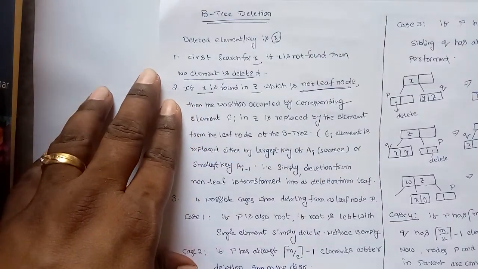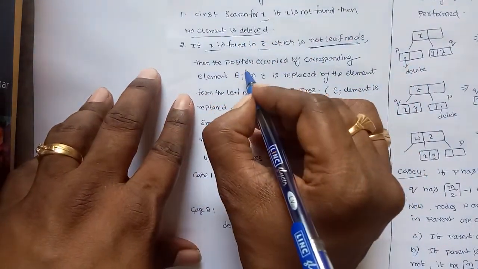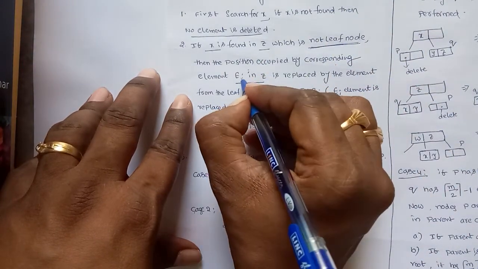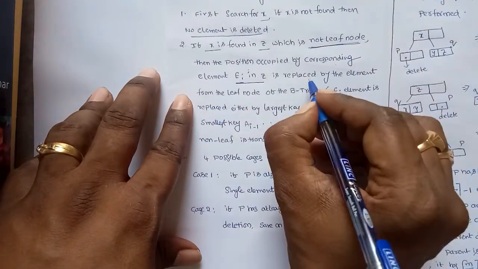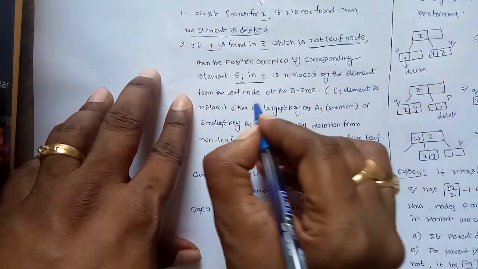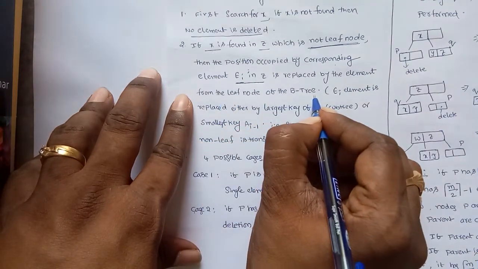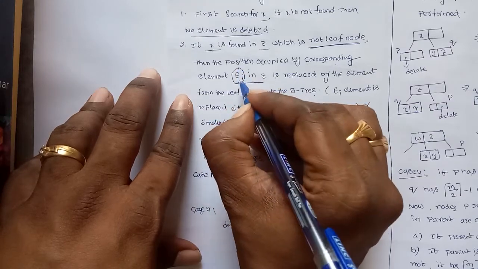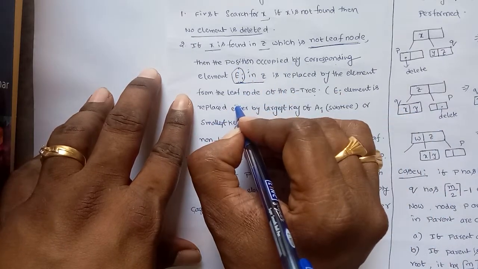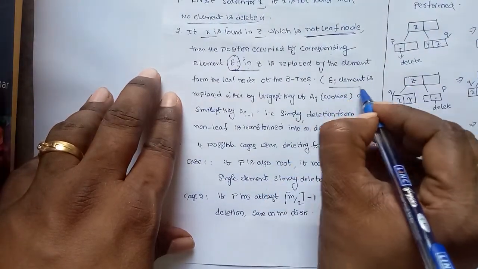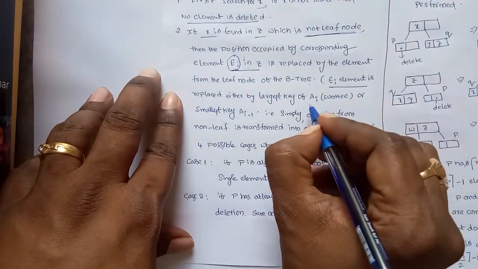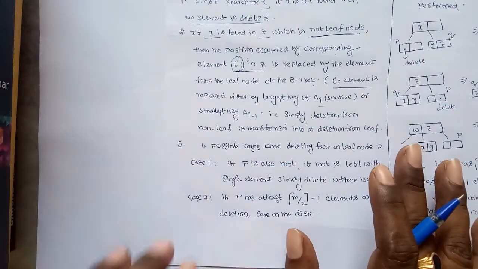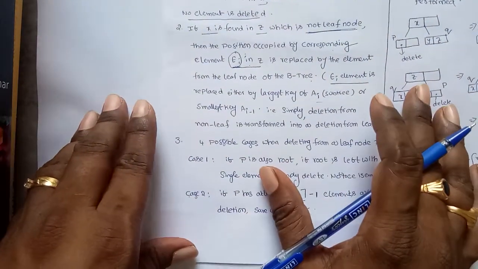If the element is in a non-leaf node, the position occupied by the corresponding element EI in Z is replaced by an element from the leaf node of the B-tree. That is, EI is replaced by either the largest key or the smallest key from the subtrees.